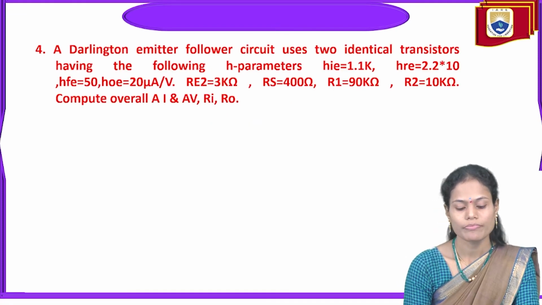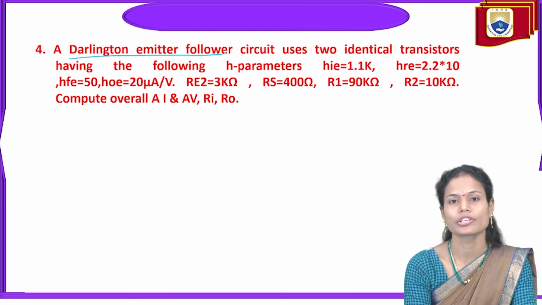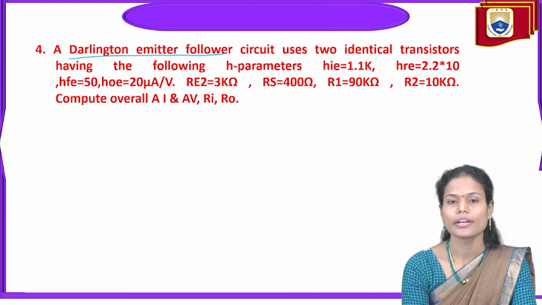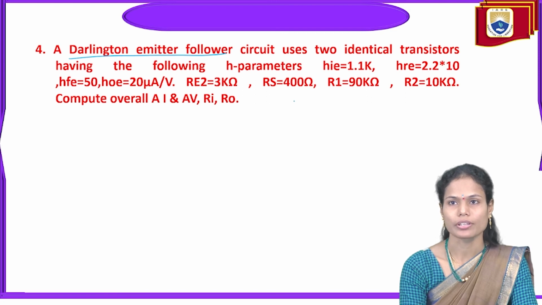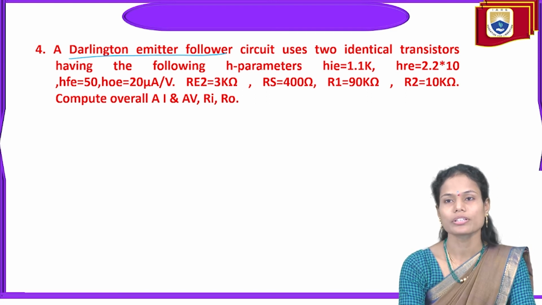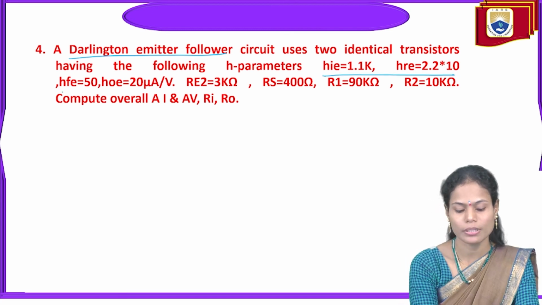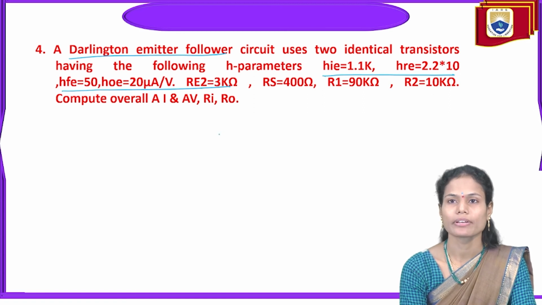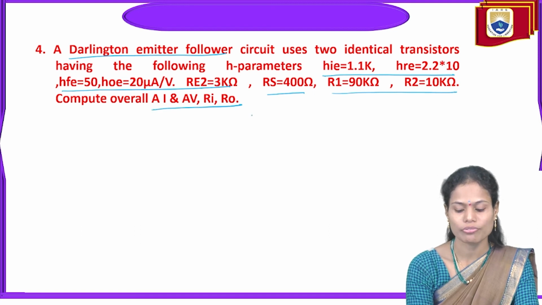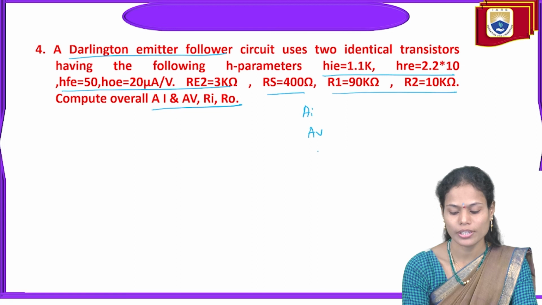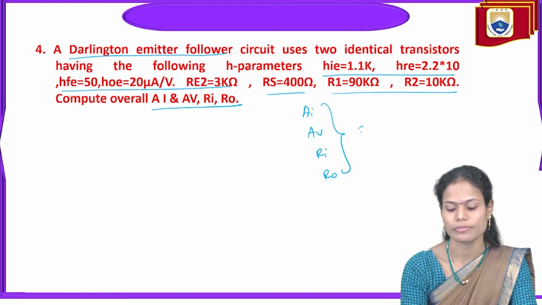Well, coming to the next problem. This is the Darlington emitter follower circuit. It is different from the previous problems. In those, we have seen CE-CC configuration as well as CE-CE configuration. But it is different from those two types of amplifiers. This Darlington emitter follower uses two similar transistors with H parameters given. Along with the amplifier parameters, the source resistance and voltage divider parameters are also given. From this, we need to find the current gain, voltage gain, and input and output impedances.